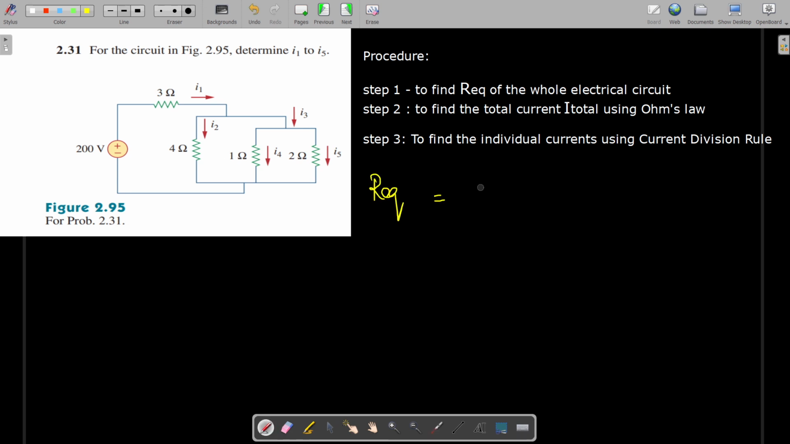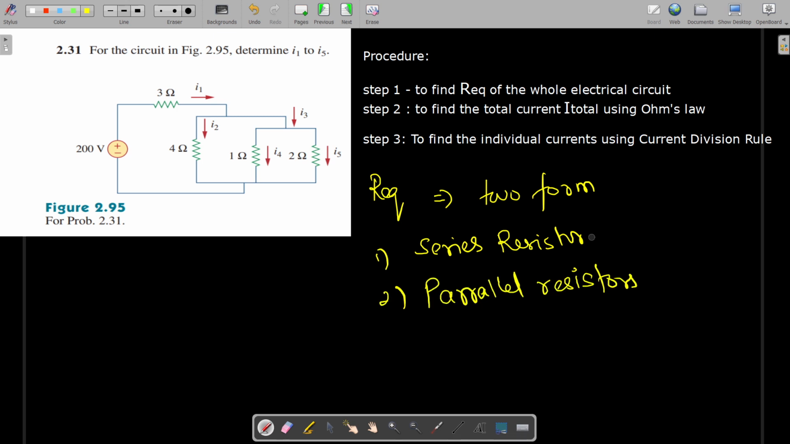So in this, the resistances of the branches can be calculated as a total resistance or an equivalent resistance by combining them in two forms. One is they can be combined as series resistors, or they can be combined as parallel resistors. If they are series resistors, just the sum of them gives you the R equivalent. So you can look at this. Here we have this, yes, so you need to find out the sum.